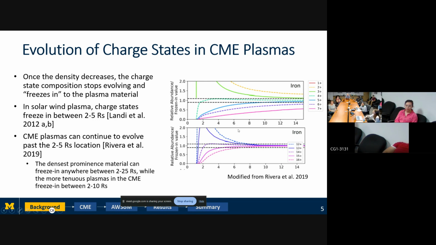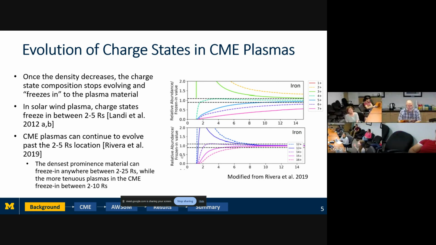So here in the top plot, we have our iron charge states for 1 to 7 plus. And these would be mostly related to our prominence plasma. You can see by 15 solar radii, very few of them have frozen in at all. And then when we go into more of our PCTR plasmas, you see that these iron 12 through 16 plus ions might have frozen in around 9 solar radii. So really, we're not getting this freeze-in in the same places as in the solar wind. And I actually talked to Craig DeForest about this earlier: are they even freezing in at all? So, that's another area that we want to discuss.